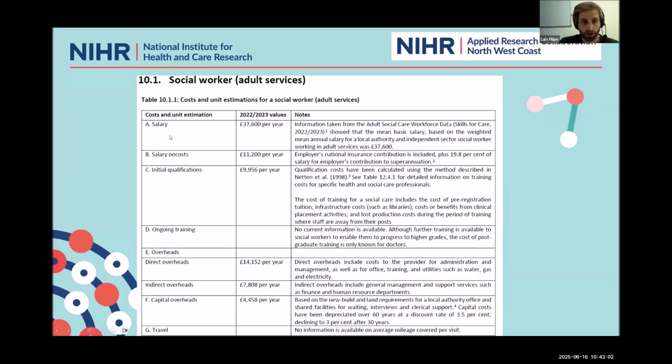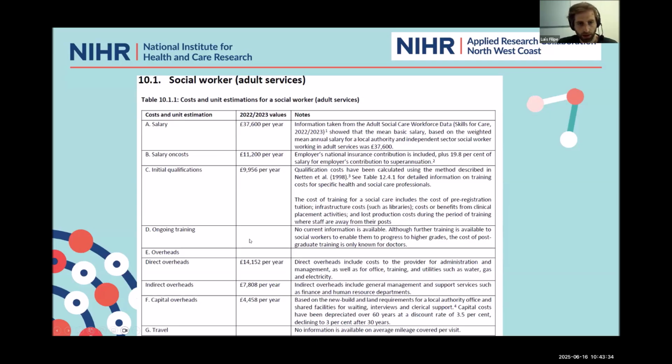Then other costs. You have salary on-costs, which, if you go to the notes, you can see are basically the national insurance contribution. So you have the salary and the social security contribution. Now, other things that you may need to pay for a social worker: initial qualifications. This is going to be dependent, so you can again read the notes, but it is basically training that may be needed for that person to be qualified to be a social worker.